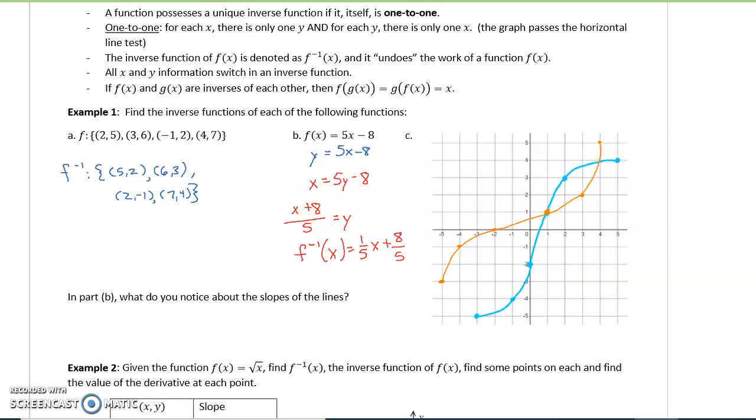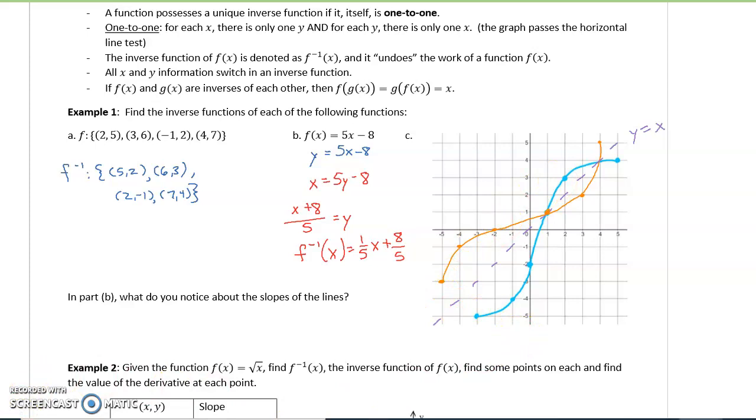Pay attention to the symmetry here. There's a line of symmetry. It's the line y equals x. y and x just flip. So we're going to flip over the line y equals x. Notice that where the function and its inverse intersect are the same places where they intersect the line y equals x. That's not a coincidence. And so that's an interesting thing to note.